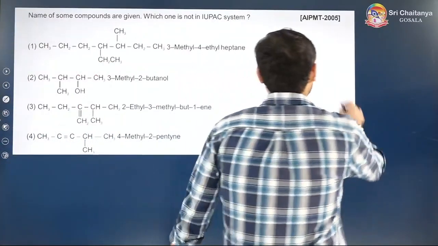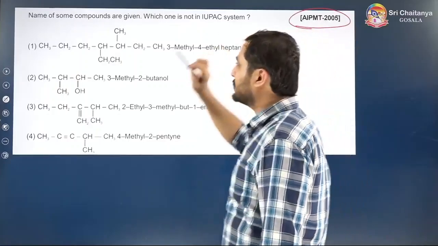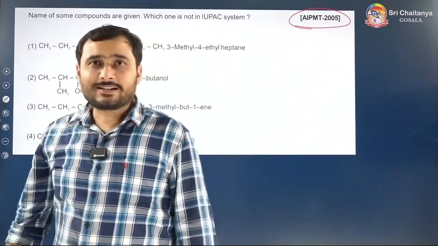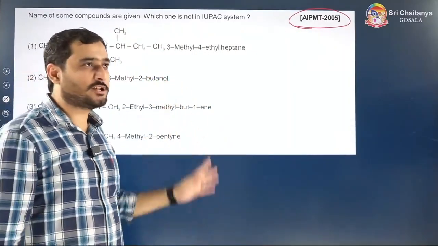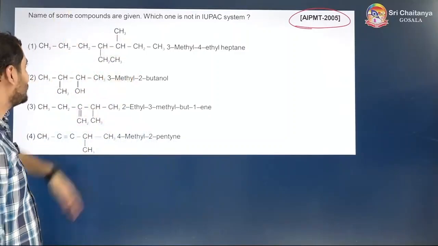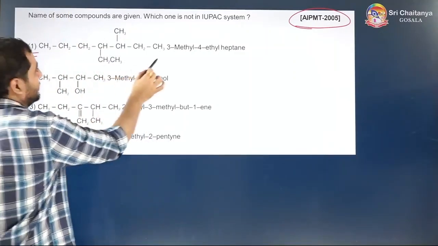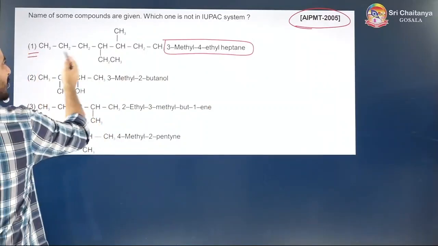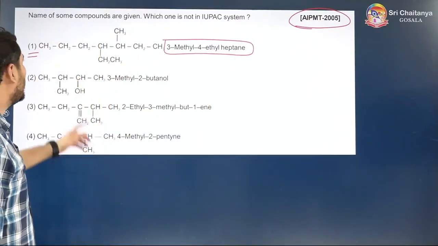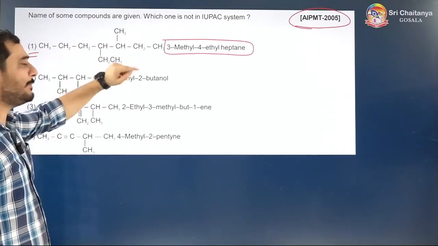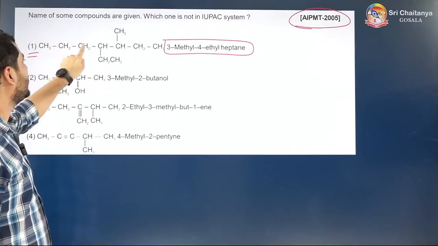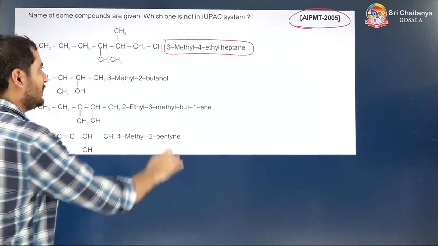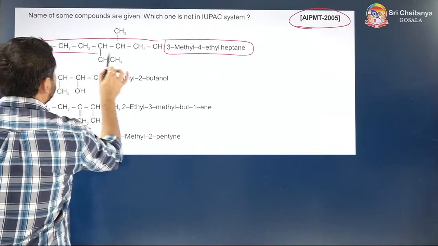Now if you check, this is a previous year question, AIPMT 2005. They always ask this type of question where you have to check all 4 options. First check option 1. This name is given; you have to tell whether it is correct or incorrect. This is simple nomenclature of alkane. So start. How many carbon atoms are present in the parent chain? 1, 2, 3, 4, 5, 6, 7. So 7 carbon atoms are in the parent chain.